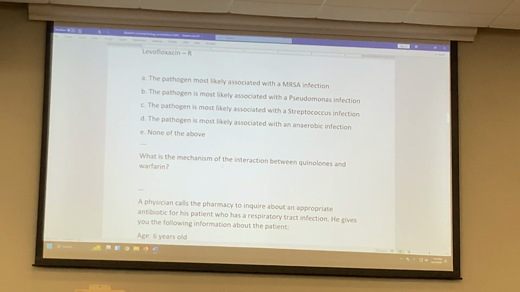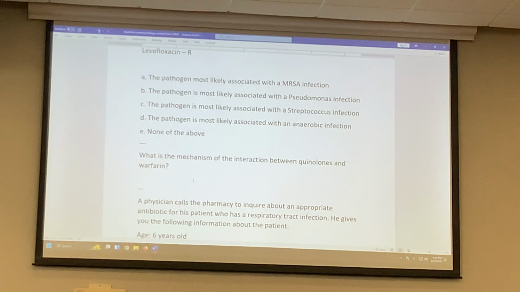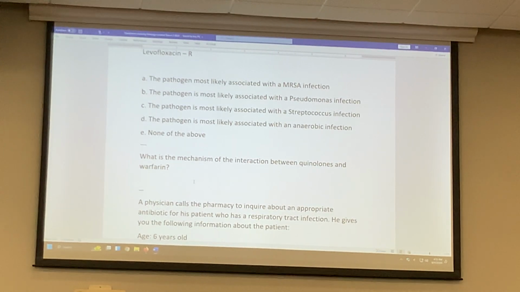Next question. What's the mechanism of interaction between quinolones and warfarin? I did ask you to look at the handout that I had posted on Blackboard on the drug interactions with warfarin, and I said you need to know the drug interaction between quinolones and warfarin. Does anybody know the drug interaction? What could it be? There's only a few mechanisms of drug interaction. What are the ones that you guys know from kinetics? Which one? Protein binding, and that's one of them, yes, right?